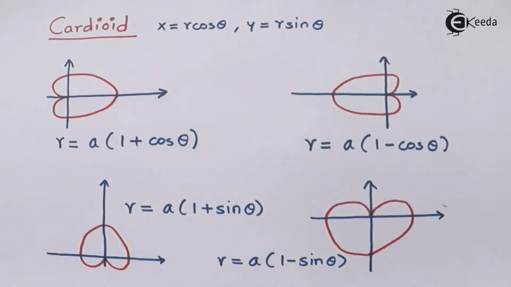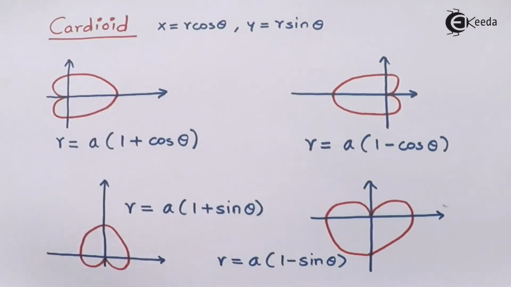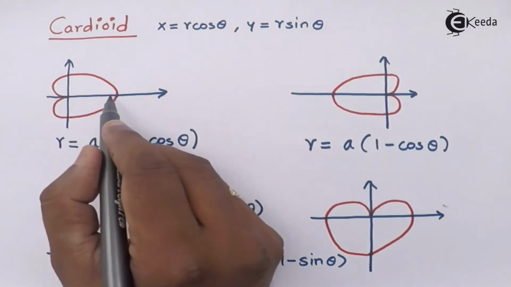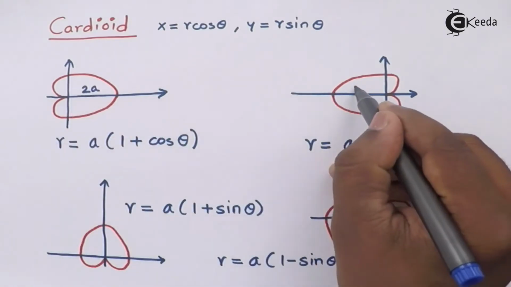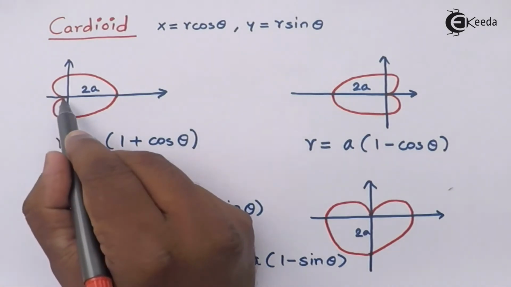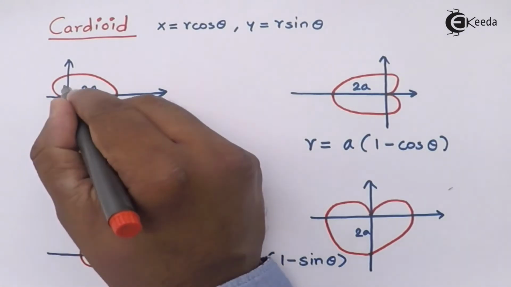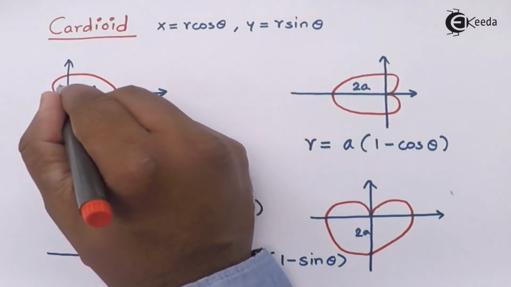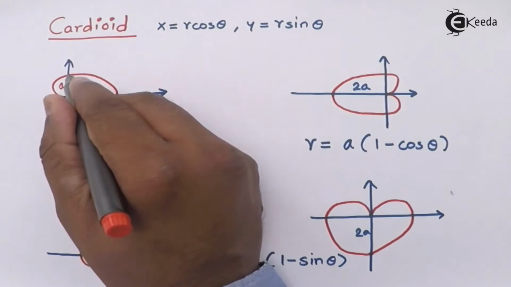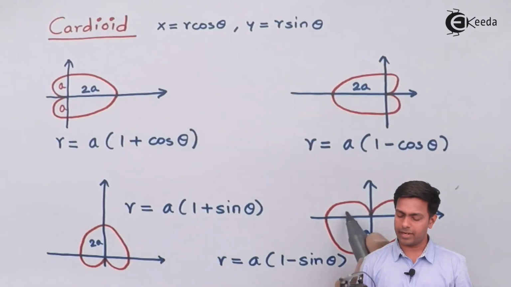Apart from this, there are a few properties I would like to tell you. Whenever we have any cardioid, the longer side, where the cardioid is opening, is always 2a. So it will be 2a everywhere: here 2a, this 2a, and this 2a. Similarly, on the other side, where we get the dome-type curve, this side will have a length of a. So this will be a and this will be a, so the total length will be 2a. Similarly, this will be a and a, this a and a, and this a and a.